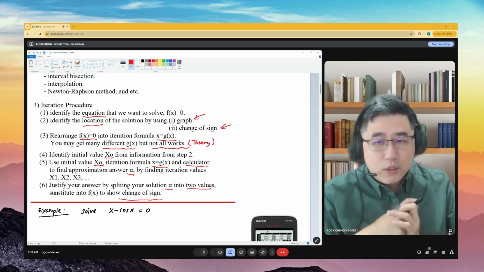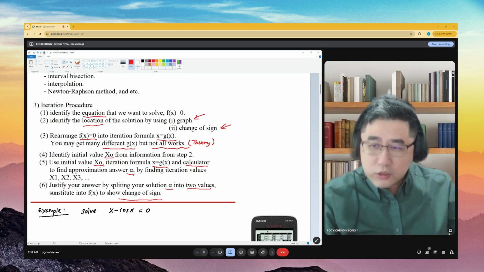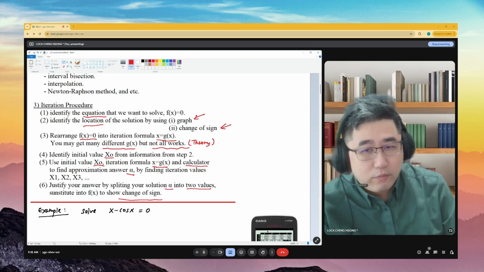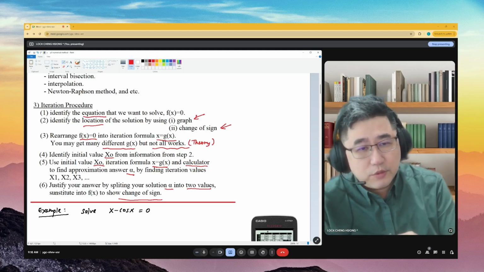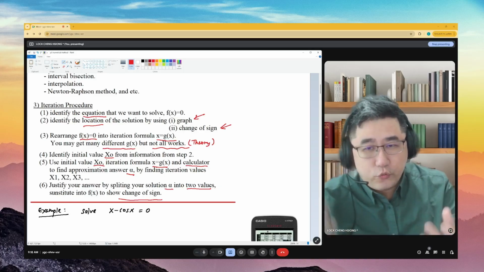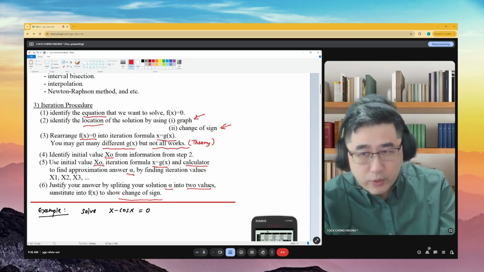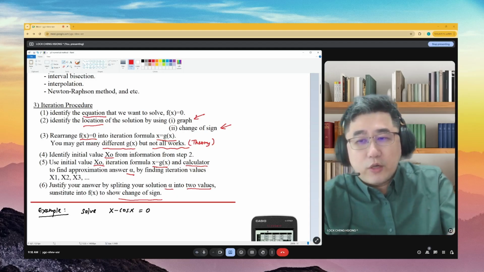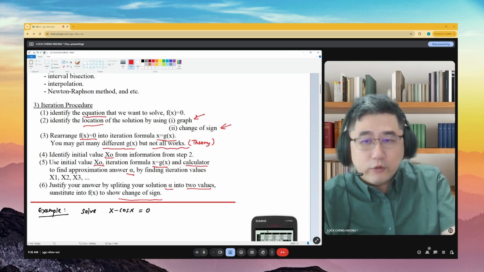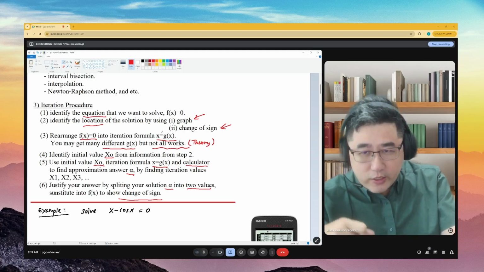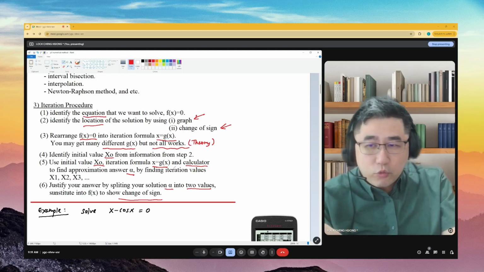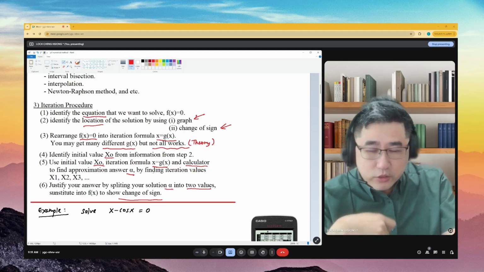During the exam, they may not ask about all 6 steps. Maybe for step 1, they ask you to form the equation. Sometimes they don't give you the equation directly, they give you a situation and ask you to form the equation. That will be step 1. Sometimes the question asks you to do step 3, to rearrange the algebra to get x as the subject, x equals g(x). Then maybe step 5, they ask you to find the approximate answer.